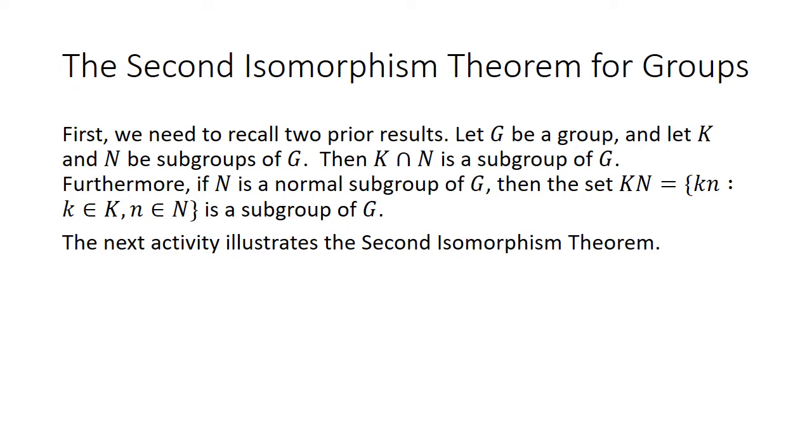Okay, so last time we did the first isomorphism theorem for groups, and now we're going to get into the second isomorphism theorem. There's a couple of results that we need to use here. First of all, let G be a group, and let K and N be subgroups of G. Then K intersect N, that's the overlapping parts of K and N, is also a subgroup of G. Furthermore, if N is a normal subgroup of G, then the set KN, which is just the product of all the elements in K and N, is also a subgroup of G. So the next activity is going to illustrate this theorem.